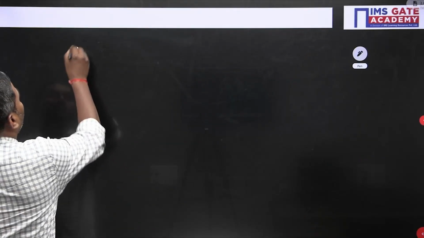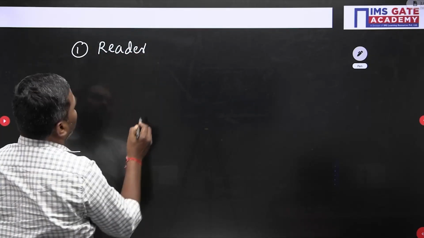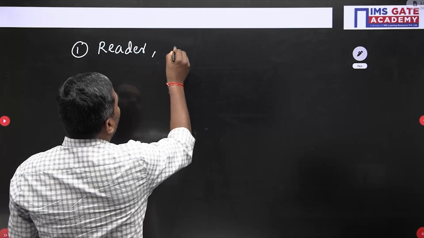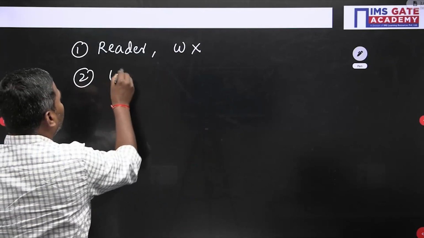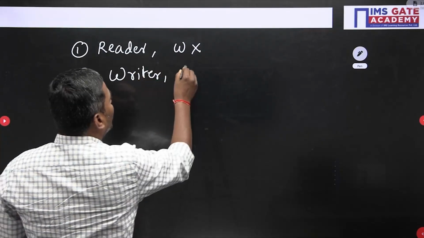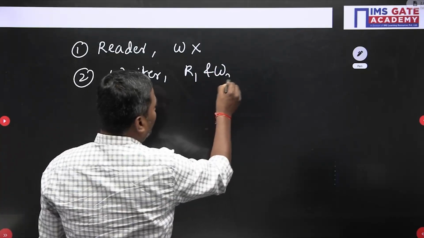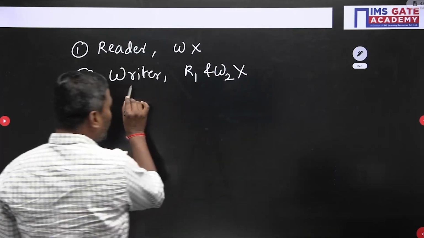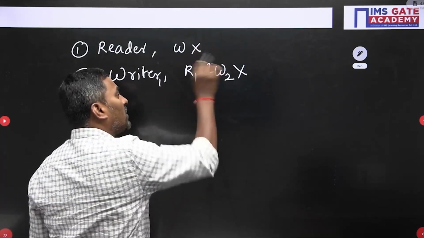Reader can come, right? So if a reader process comes, the writer should not be allowed. Second point: if one writer process comes, then neither a reader nor another writer should be allowed. One writer process came, so one reader, n number of readers, or another writer should not be allowed.